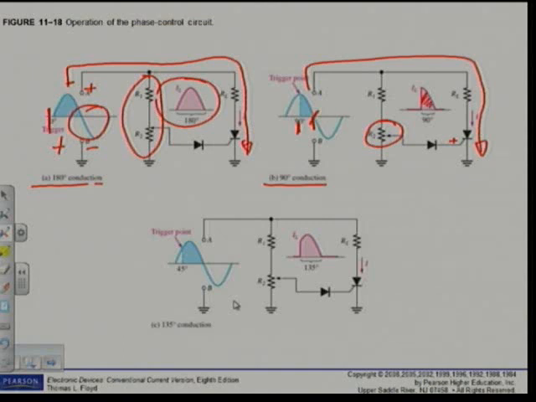That means the conduction will be 90 degrees. For the negative cycle, it's going to turn around. The current will drop to a value lower than the holding current, and that will eliminate my flow. When it drops to a value lower than the holding current, it will turn off.